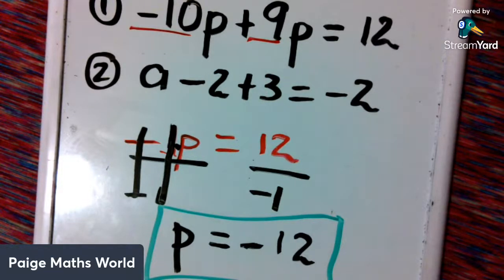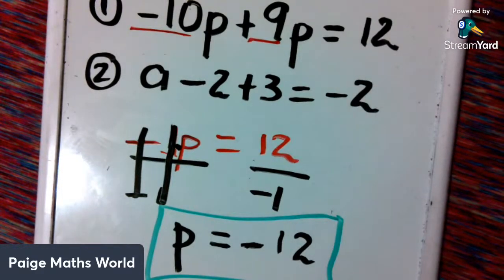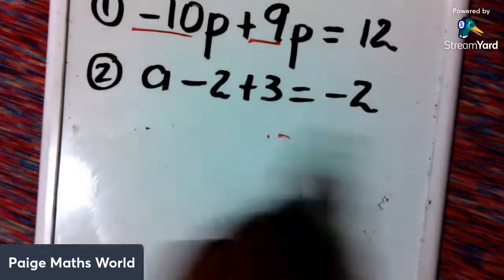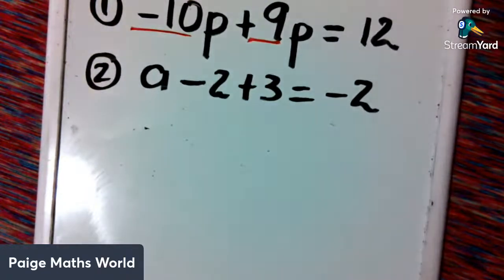All right. I'm going to move on to number 2. Do you guys want to try number 2? All right. I'm going to erase here. I'm going to do number 2. All right. For number 2, guys.